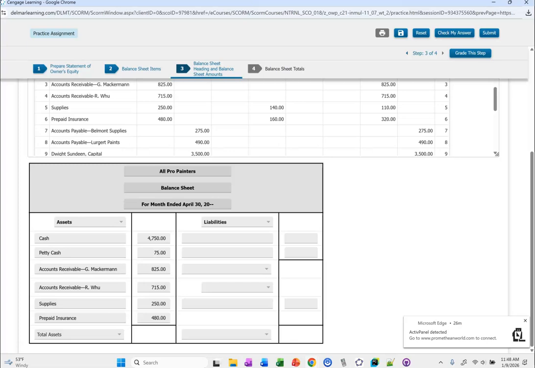So notice that there was an adjustment to both the supplies and the prepaid insurance. So I don't actually want the 250 and 480. I want the 110 and the 320, I believe. The 110 and the 320. Thanks. Okay.